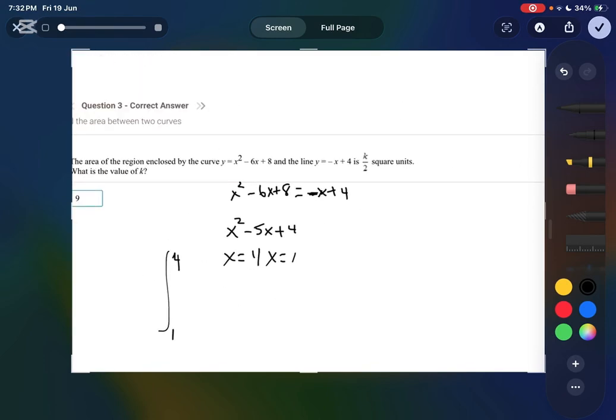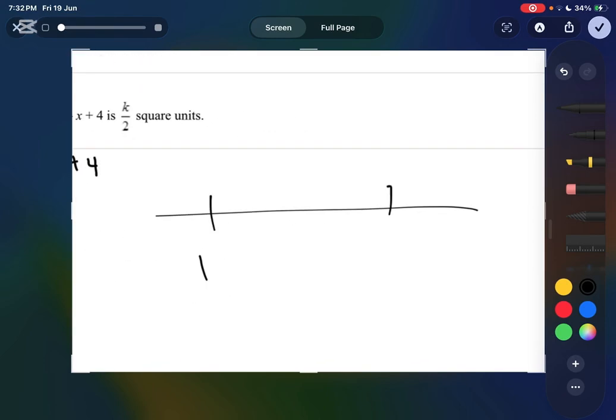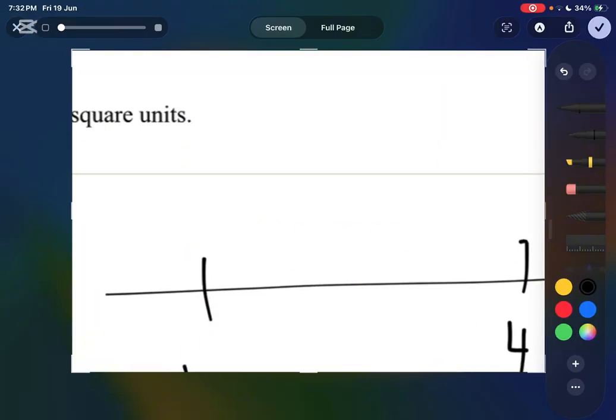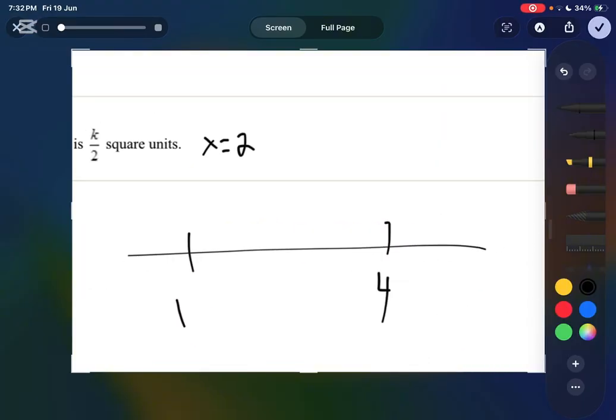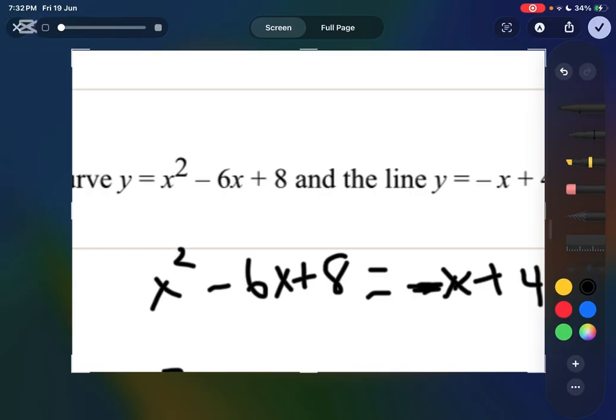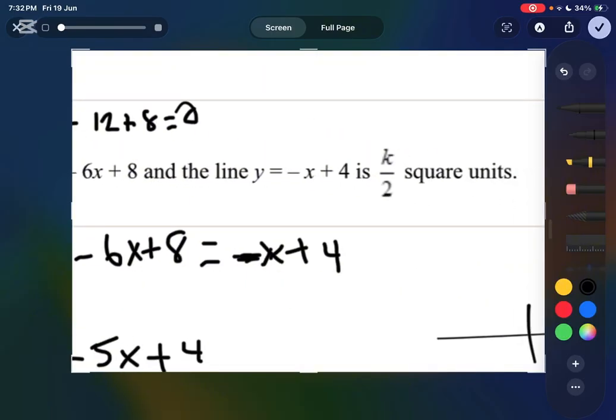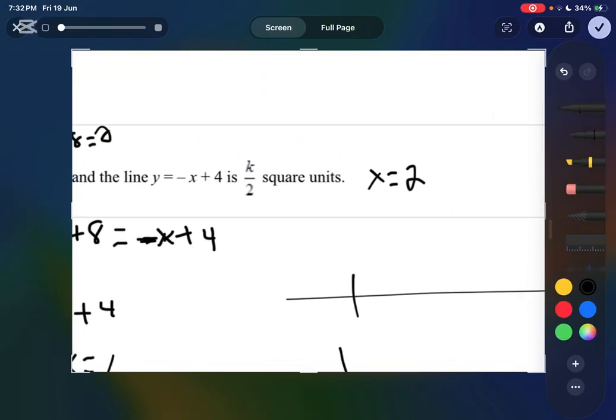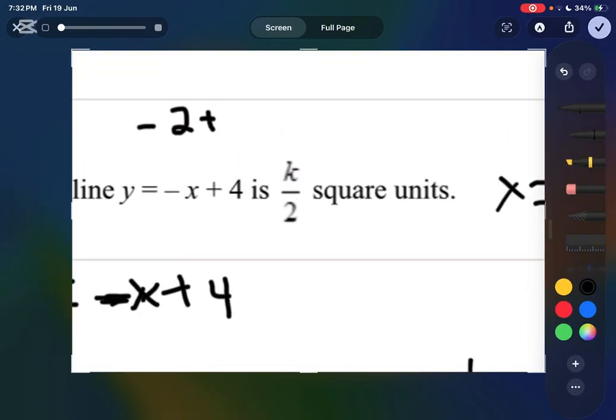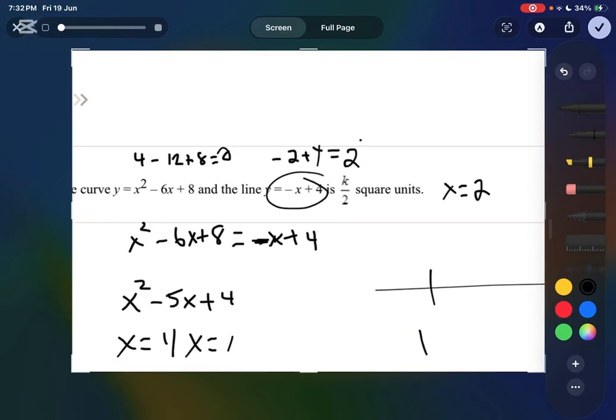Now you have to see which one is the biggest. So from 1 to 4, let's take 2 for example, x equals 2. Now replace x with 2 in both equations. So here it will become 4 minus 12 plus 8, which is 0. And if you replace 2 here, minus 2 plus 4, so 2. Which one is greater? This one. So you start with this.